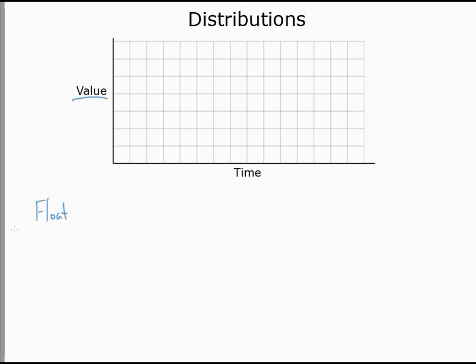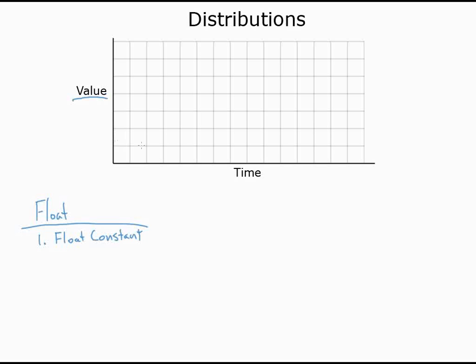Now, with that knowledge, let's jump in and take a look at the various distributions we have access to under a float. Now, the very first one is going to be a float constant. I'm going to write this as neatly as I can. And what is a constant? It's a number that doesn't change. By definition, it is constant.